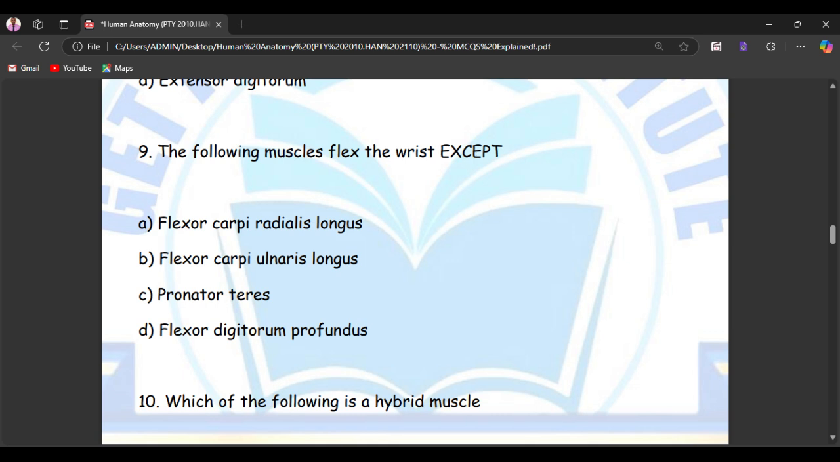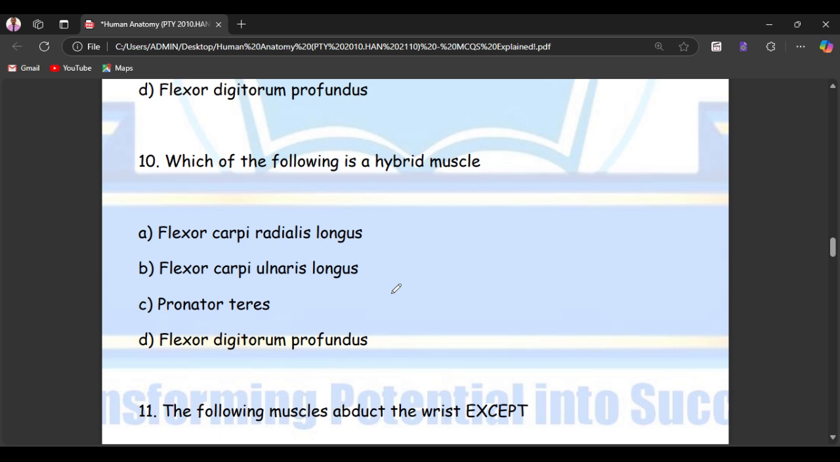So which among these muscles is not a flexor of the wrist? Basically, the answer here is C, pronator teres. We go to question number 10.